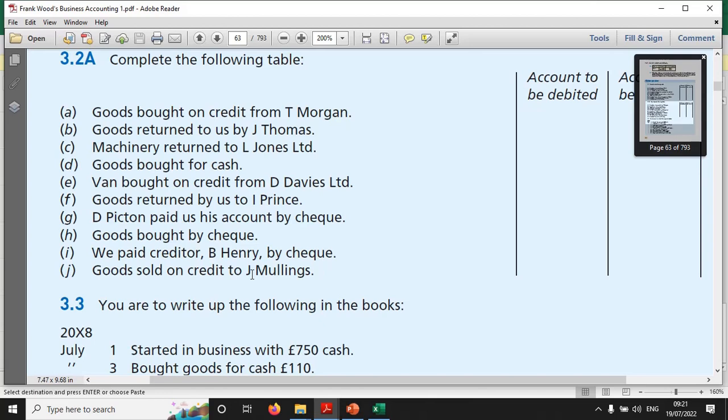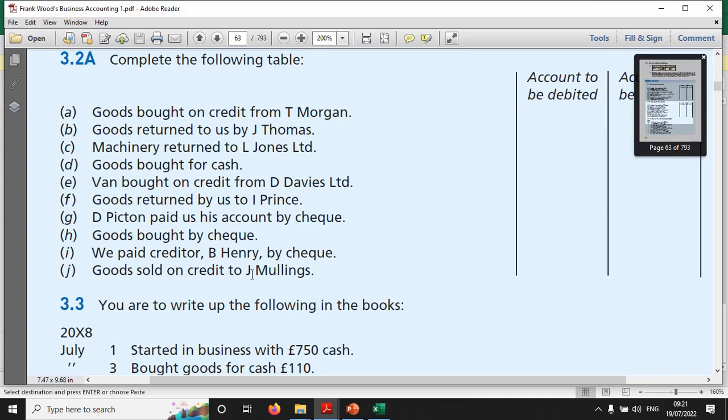Next, it is your turn now, madam there. Machinery returned to L. Jones Limited. Identify the accounts. L. Jones Limited account and machinery. Do the allocation. Debit L. Jones. Credit machinery. Congratulations. That's correct. Machinery was returned, right? Good. Let's go to the next one.